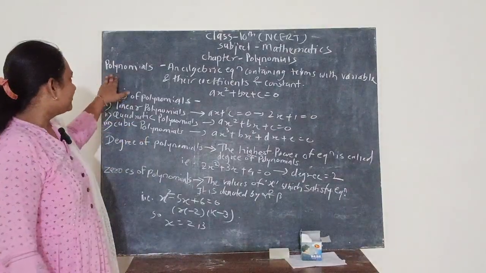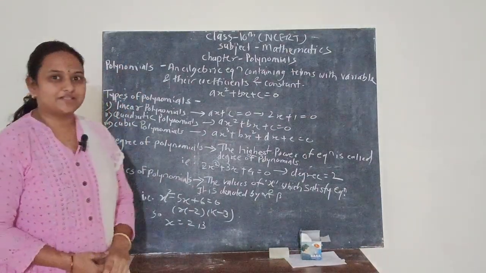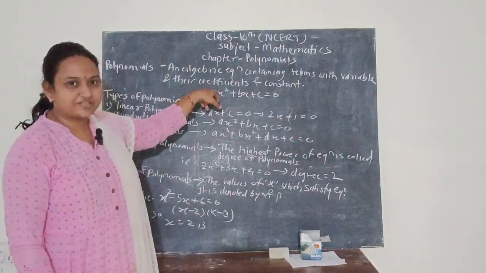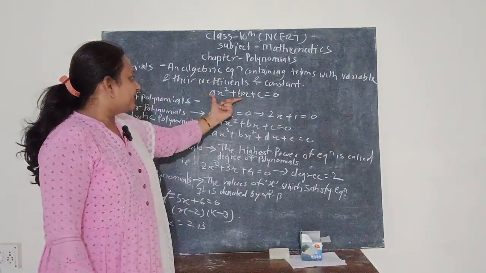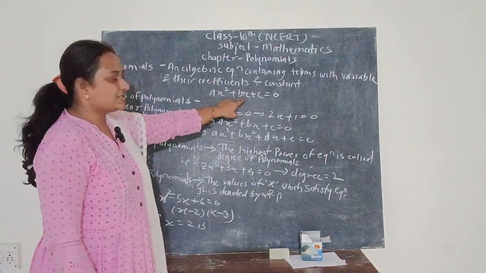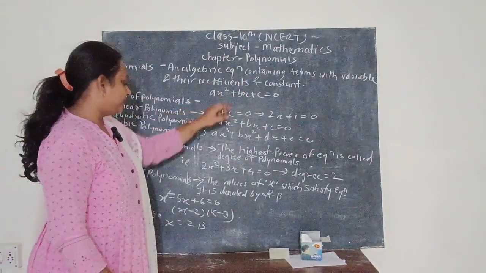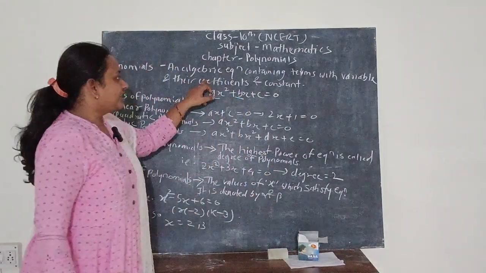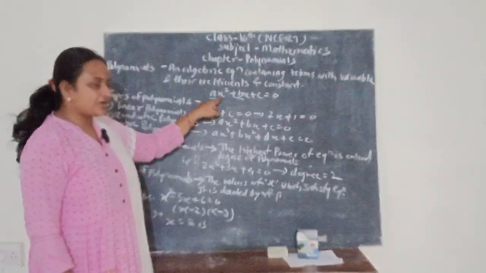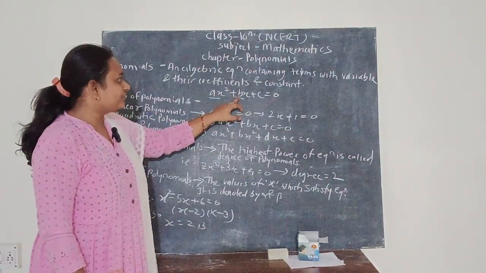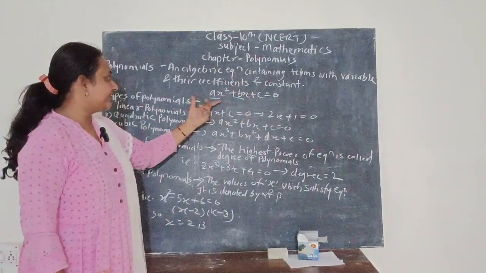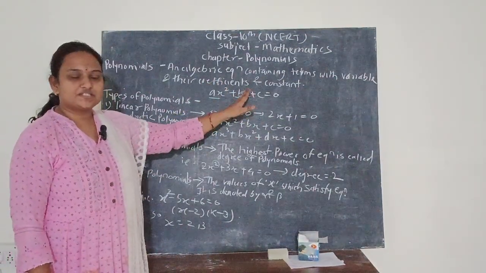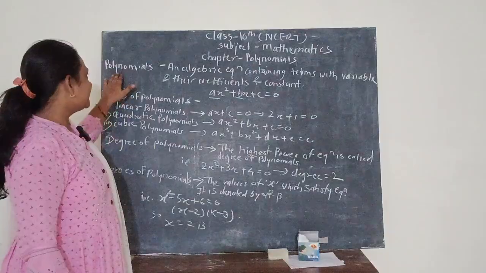Here we first discuss what a polynomial is. A polynomial is an algebraic expression containing terms with variables, their coefficients and a constant. See here is one polynomial: ax square plus bx plus c. Here a and b are coefficients. A is the coefficient of x square, b is the coefficient of x, and c is a constant. Such an expression which contains a number of terms, variables, coefficients and constants is known as a polynomial.